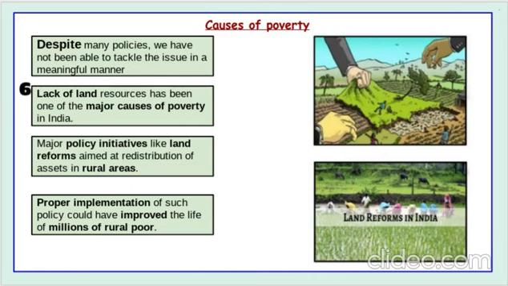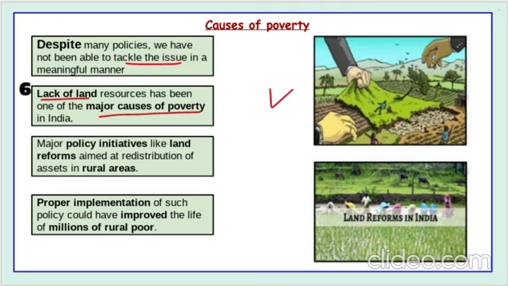Now, despite there being many policies, we have not been able to tackle the issue in a meaningful manner. There were many different policies, but we couldn't handle those situations. And the lack of land, there was no land. Land resources have been one of the major causes of poverty in India, because many people had their own lands, but the land was snatched away from them, by the government or other places, due to which the people went poor. We have to understand the landless laborers. What do we mean by landless laborers?